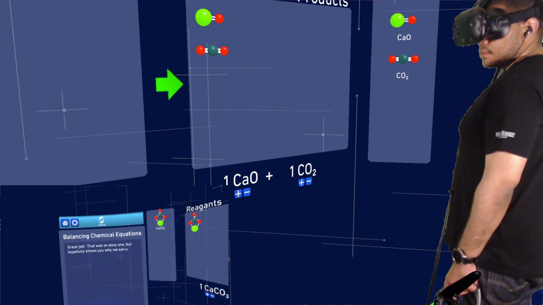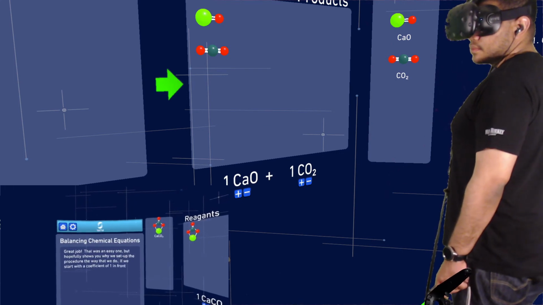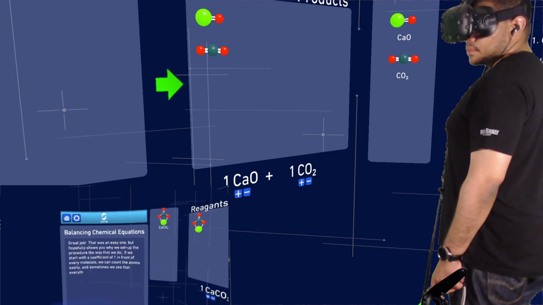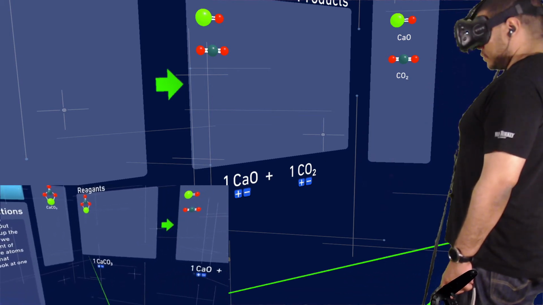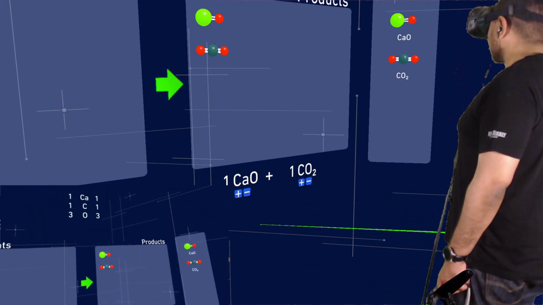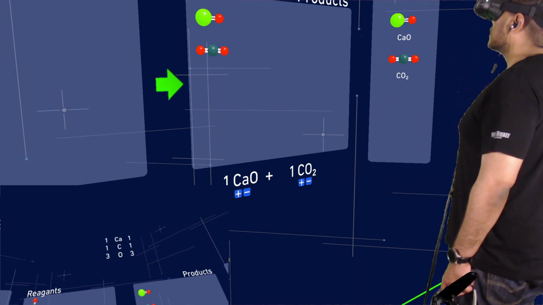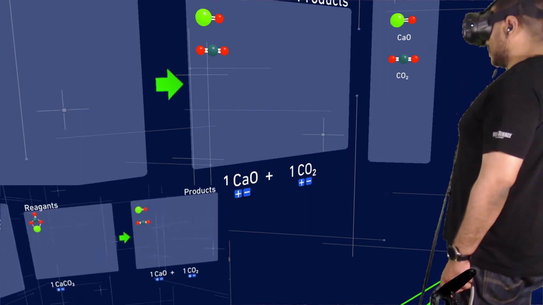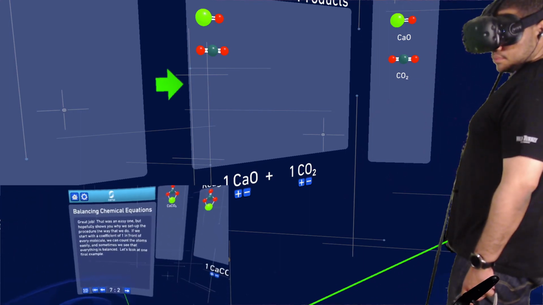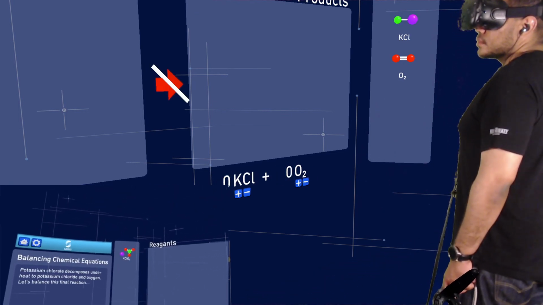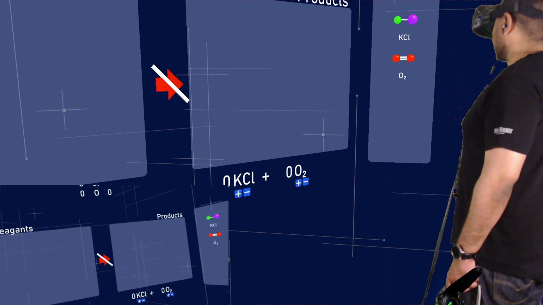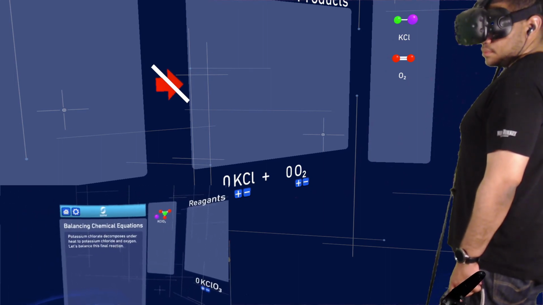Great job! That was an easy one, but hopefully shows you why we set up the procedure the way that we do. If we start with a coefficient of 1 in front of every molecule, we can count the atoms easily, and sometimes we see that everything is balanced. Let's look at one final example. Potassium chlorate decomposes under heat to potassium chloride and oxygen. Let's balance this final reaction.